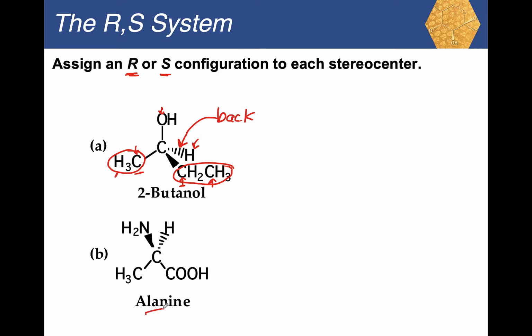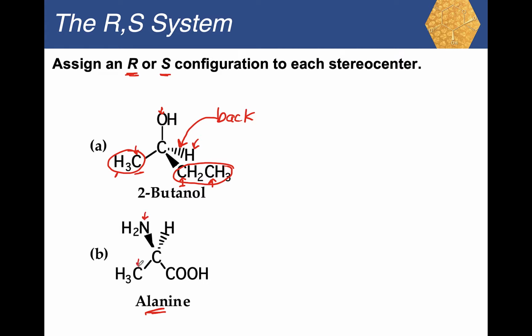Let's look at alanine. Chiral carbon right here, because it's bonded to 4 different groups. So let's analyze each separately again. Nitrogen. Look at your periodic table. It has an atomic number of 7.